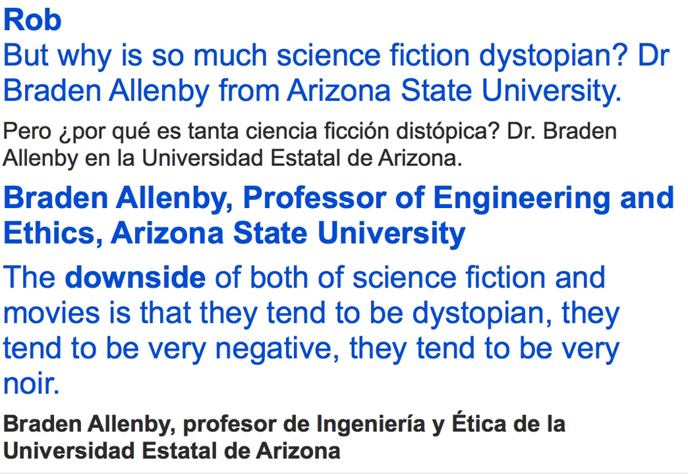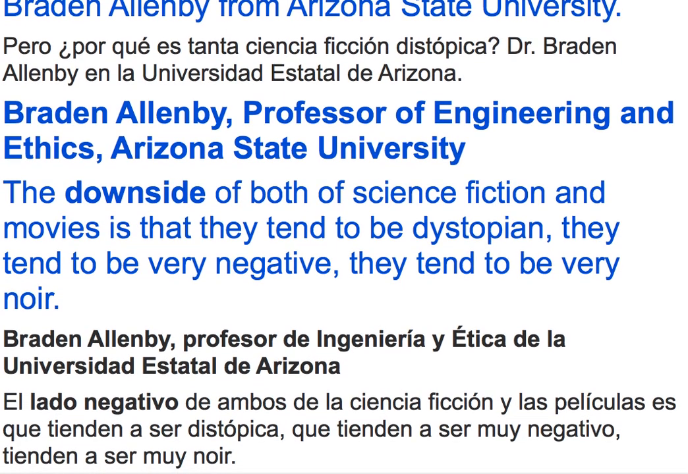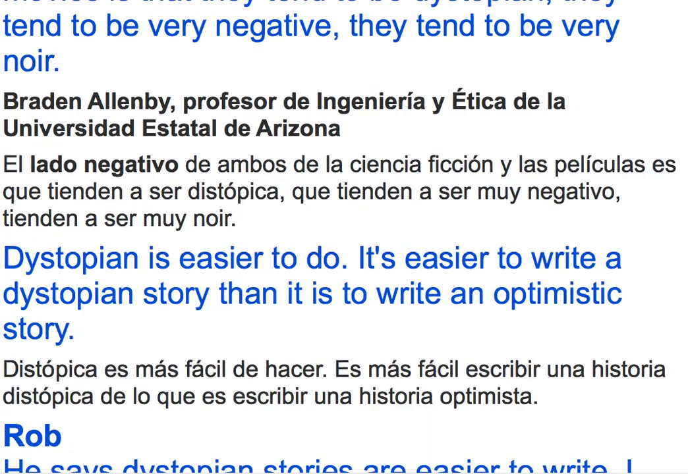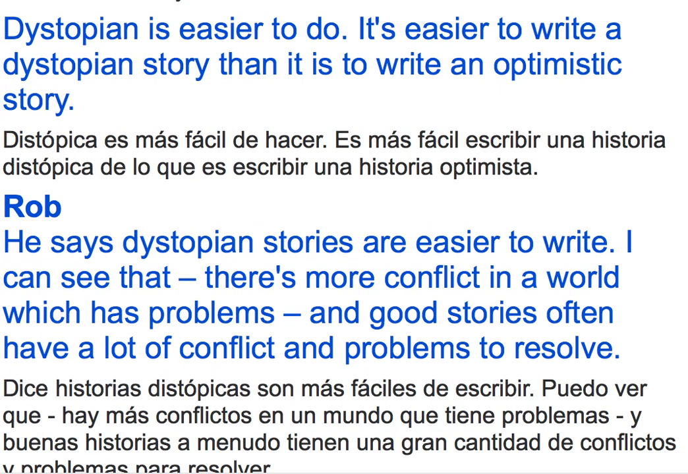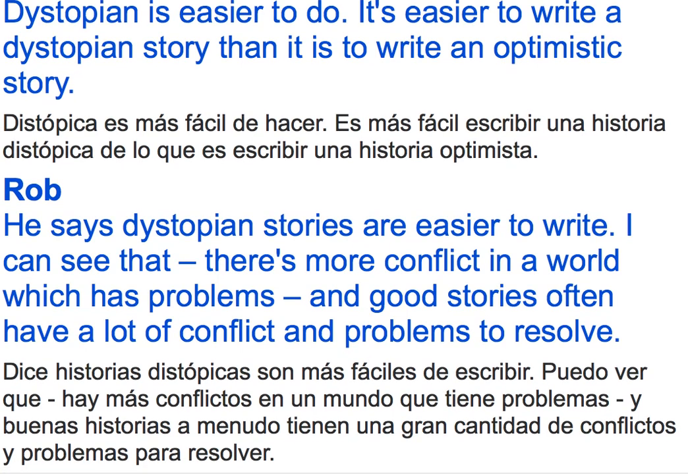Okay, but why is so much science fiction dystopian? Dr. Braden Allenby from Arizona State University. The downside of both science fiction and movies is that they tend to be dystopian. They tend to be very negative. They tend to be very noir. Dystopian is easy to do. It's easier to write a dystopian story than it is an optimistic story. He says dystopian stories are easier to write.